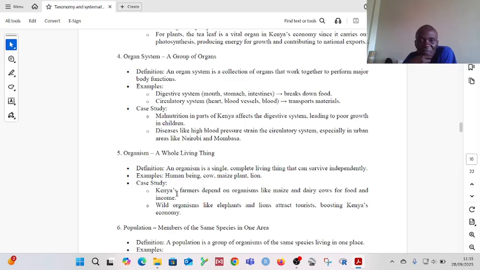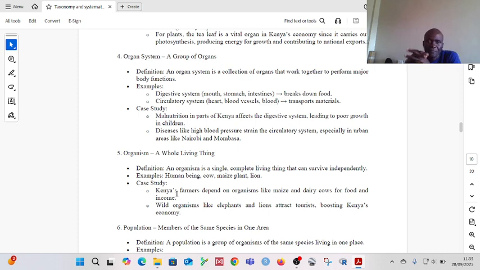Think of another system, for example, the circulatory system. The circulatory system is composed of the heart, the blood vessels, and the blood or the fluid in those vessels. The importance or the main function of the circulatory system is the transportation of materials around the body.